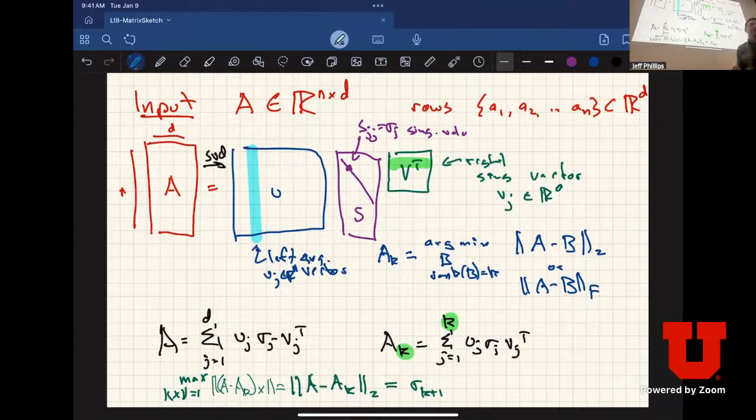The Frobenius norm, okay, I can also write the Frobenius norm of, let's say, A minus Ak. The Frobenius norm, I'll just write squared, is just going to be the sum over j equals k plus 1 up to d of sigma j squared. So if I just take the norm of this, I would take the square root of this side and of the right side.